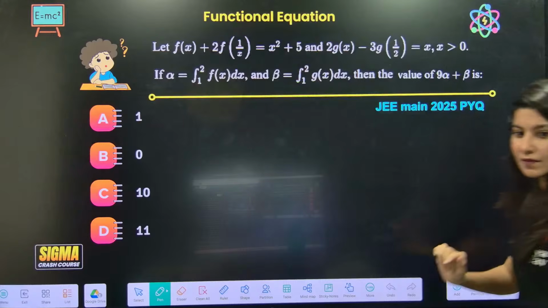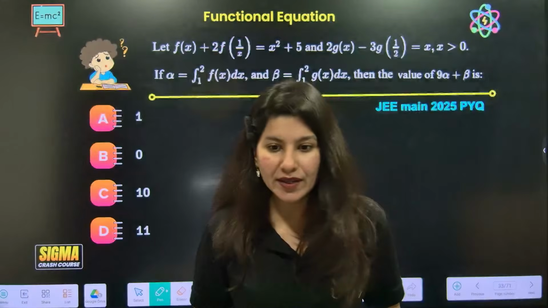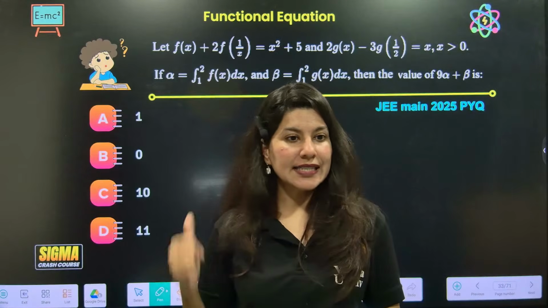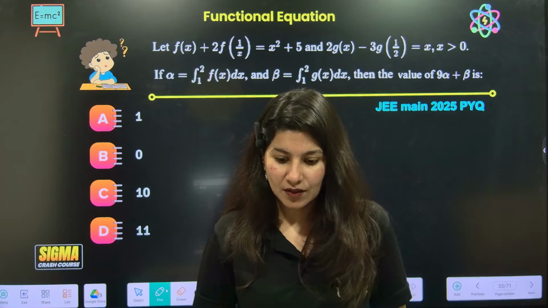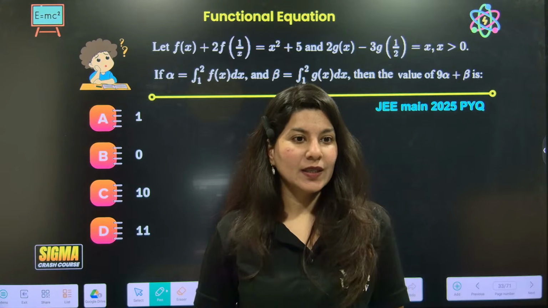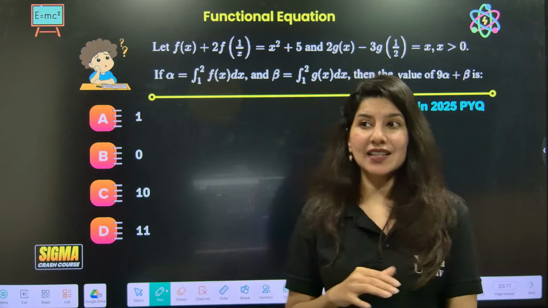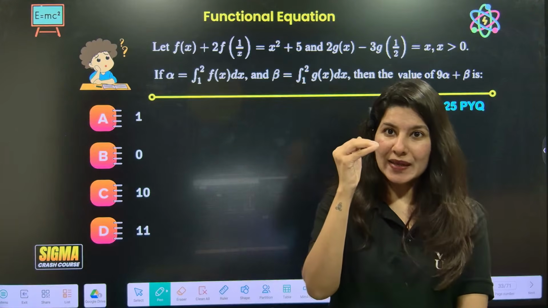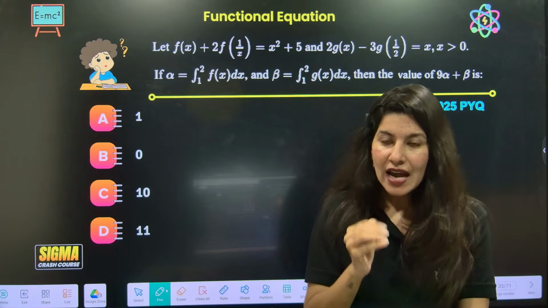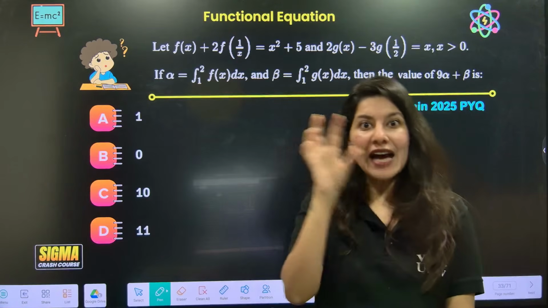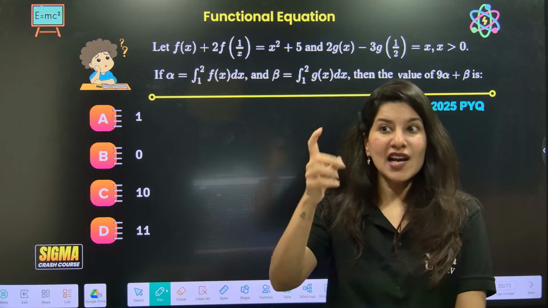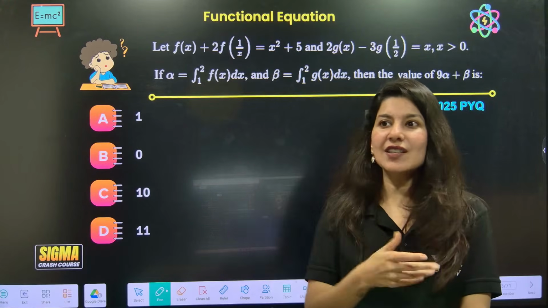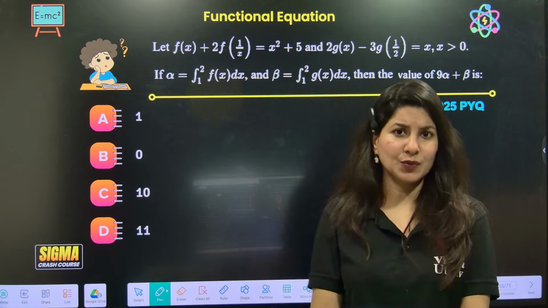Okay. So this is category number 1. This was category number 1, where you will be given a functional equation, and that functional equation will have a specific function. All you have to do is remember that specific function. If you are able to remember that function, then the question will be very easy for you.